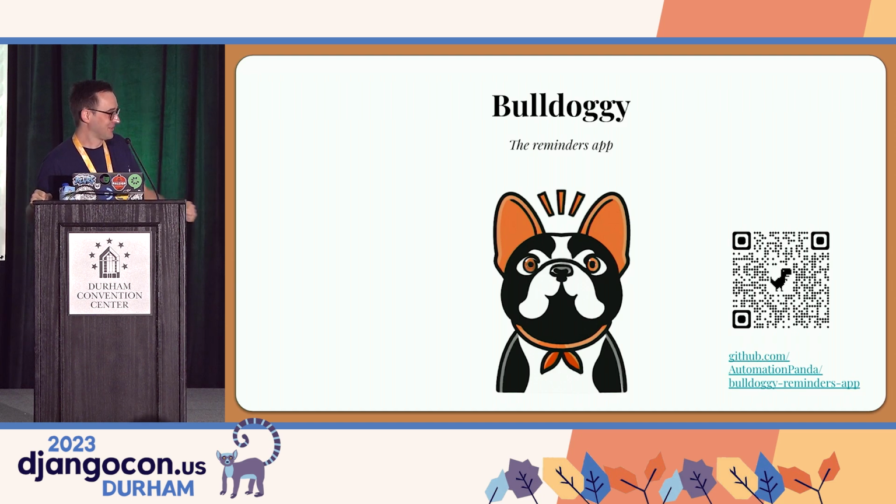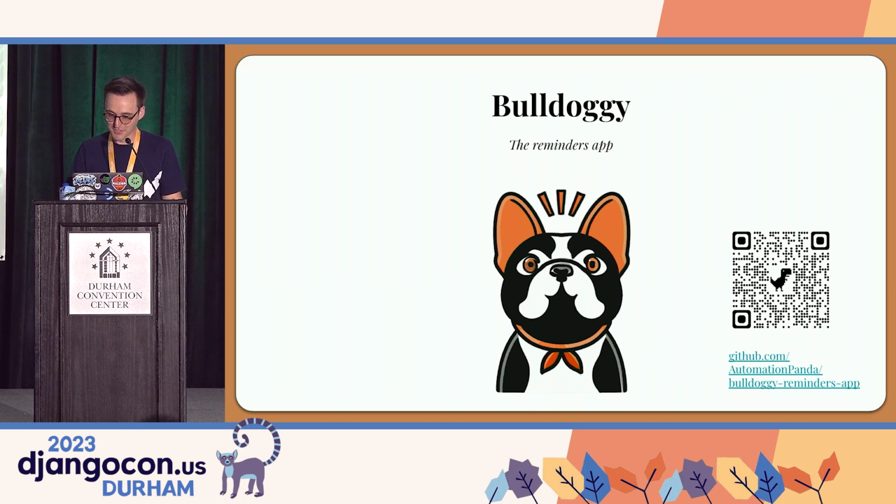It is available on GitHub here. You can use the QR code, Automation Panda account, Bulldoggy reminders app. No, this is not a production level app. I developed this as like a tutorial thing, but for what it's worth, it's pretty cool. Sometimes you build something you're proud of, and I'm proud of this. Look how cute this little logo is, right?